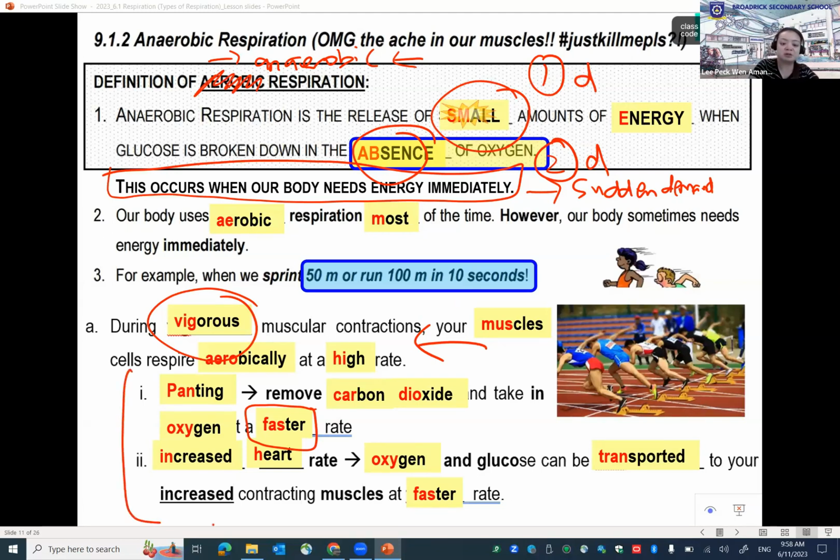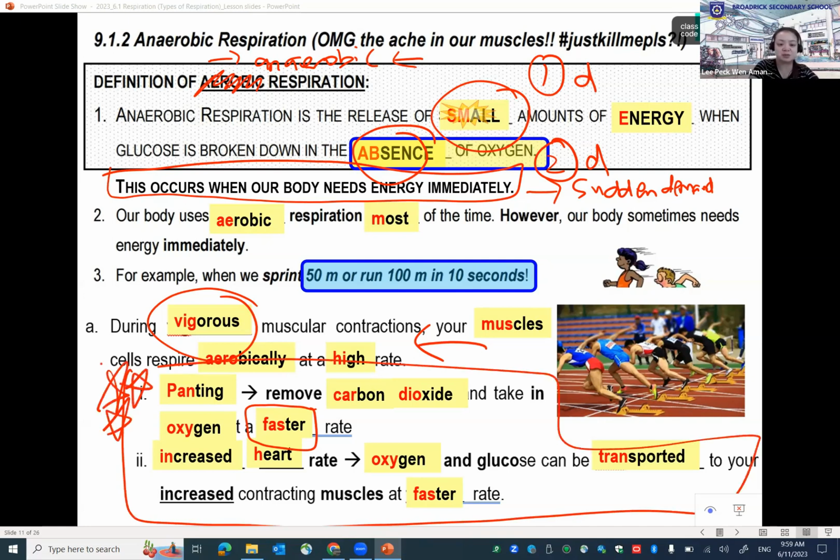Okay, so please box these 2 points up. It's very important. Put 3 stars next to this. So during vigorous muscular exercise like a 50 to 100 meter sprint, we summarize, you pant more. That means you breathe in more per unit time because you want to get rid of CO2. You want to take in oxygen at a faster rate because oxygen is required for increased aerobic respiration.